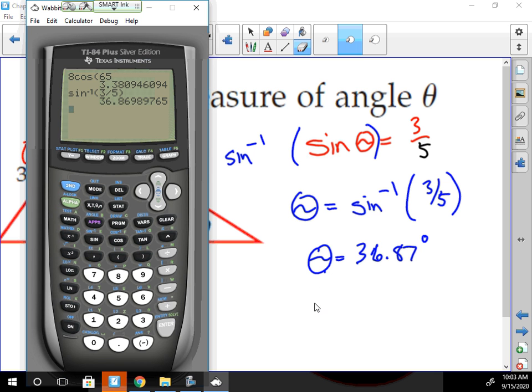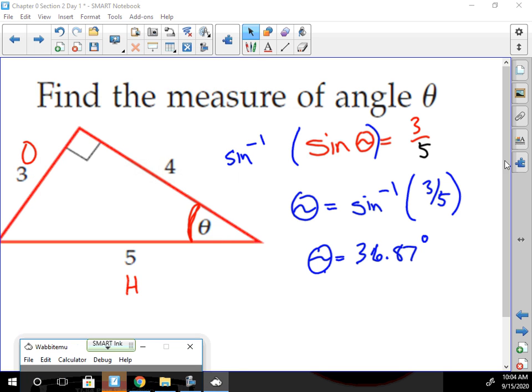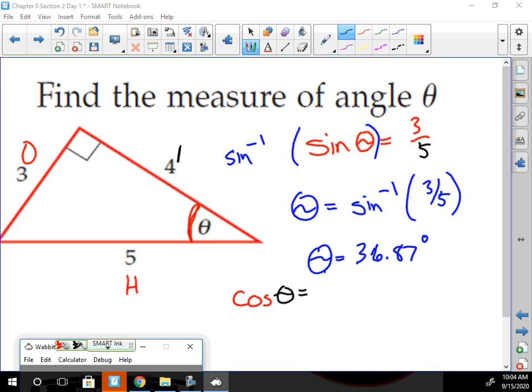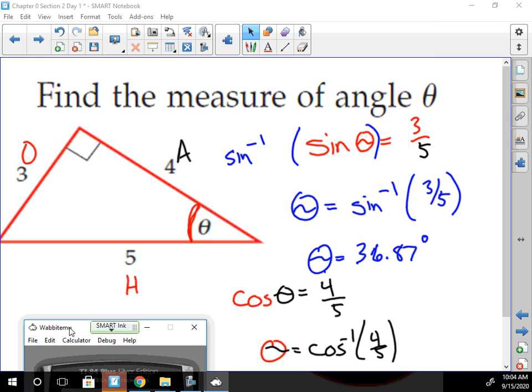I mentioned that we could have used any of the trig ratios. Say, for instance, I had used cosine. Remember, cosine is adjacent over hypotenuse, so it would be cosine theta. This side is the adjacent side, so that would be 4 over 5. Take the cosine inverse of both sides. That would give me theta equals cos inverse of 4/5. If we put that in our calculator, we should come up with the same exact number.